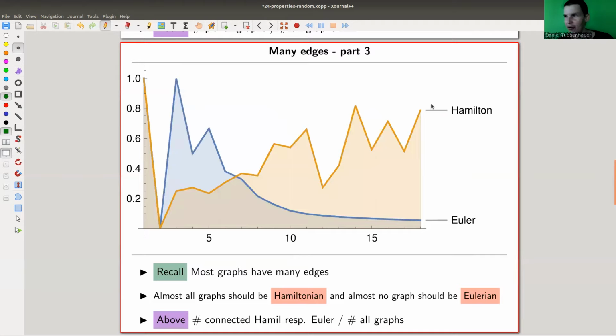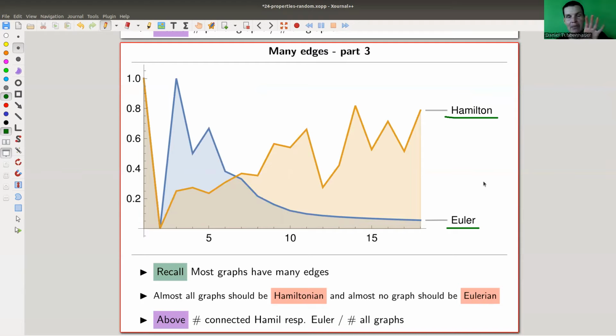Next property, or a mixture of properties. Recall that we have many edges. Surprise, surprise. Anyway, here are two properties of graphs. One of them is easily satisfied with many edges. The other one is difficult to satisfy with many edges, namely whether a graph is Hamiltonian or Eulerian. And I just did the same here. Hamiltonian goes to 1, Eulerian goes to 0.